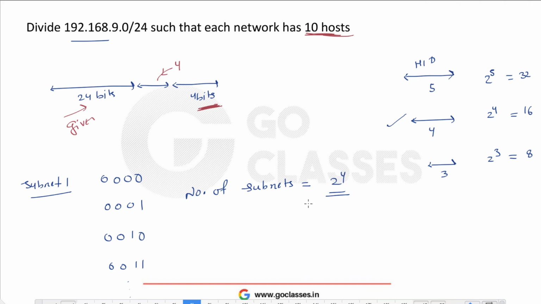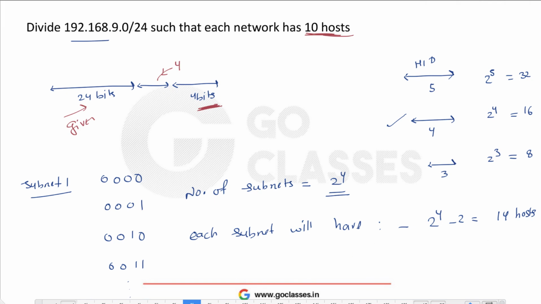And each subnet will have how many hosts? 2 power 4 minus 2, which is 16 minus 2, which is 14 hosts. They require 10 hosts, but I am giving 14 hosts. I mean, 4 IP addresses will be wasted, but that is okay because I cannot do better than that. So I hope you got the idea.